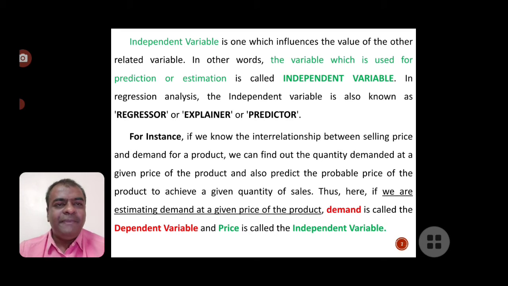For instance, if we know the relationship between the selling price and demand for a product, we can find out the quantity demanded at any given price, right? Similarly, we can find out what will be the sales if the price increases or if the price decreases. Therefore, here we are estimating demand at a given price of the product. Demand is called the dependent variable and price is called the independent variable. So I hope you have clearly understood and can differentiate between a dependent variable and an independent variable.